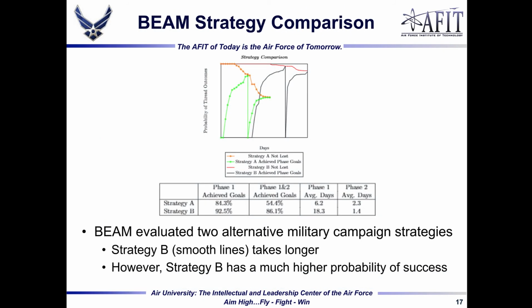Here's another evaluation of 2 military campaign strategies. The table shows the performance metrics between strategy A and strategy B in achieving the goals of effectiveness and the average number of days. The key metric is the percentage that the strategy achieved its goals. As we can see, although strategy B takes longer, it has a much higher probability of success than strategy A. This is a key benefit of BEAM because we can evaluate both strategies and the force compositions in one run.